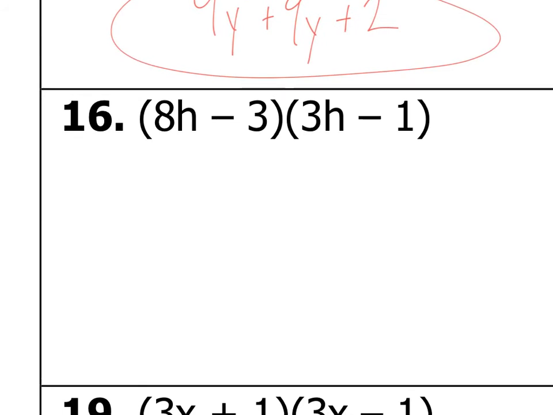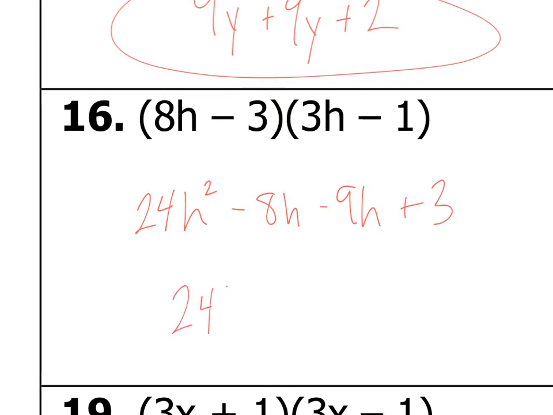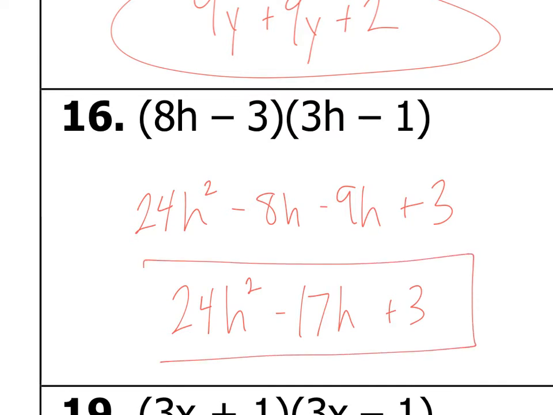Let's keep foiling here. This is good fun. 8h and 3h are my first terms here, so that should turn into 24h to the second power. Outside terms, 8h and negative 1, so there's minus 8h. Inside terms give me a minus 9h. My last terms give me a plus 3. Combine your middle terms, so we've got 24h squared minus 17h plus 3. There we go.